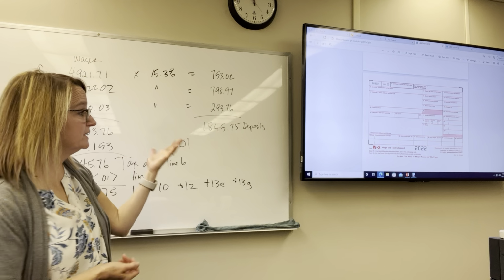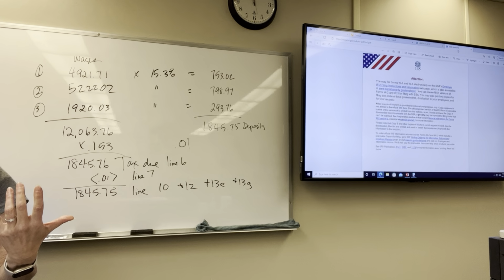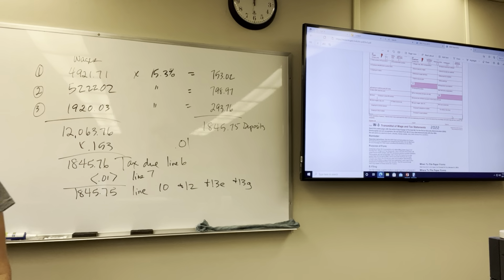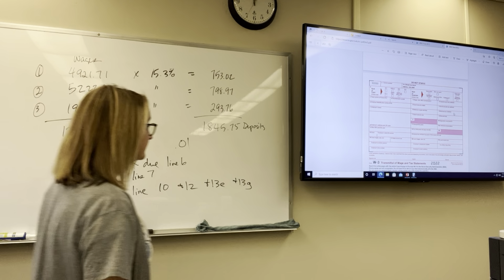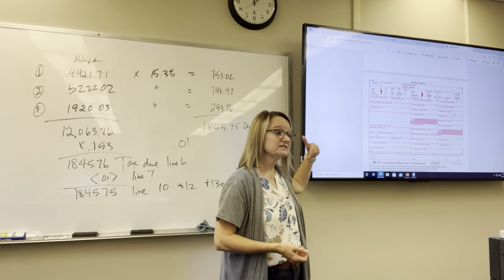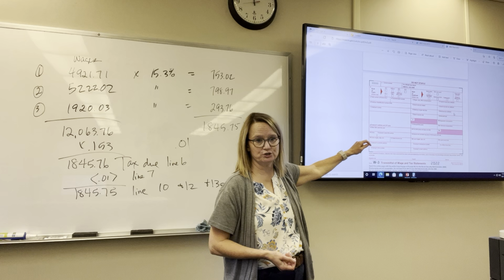Each individual employee gets one of those, and that's what they use then to prepare their Form 1040 at the end of the year. This is a Form W-3. This doesn't go to the employees. This is a summary of all of the W-2s that were issued.